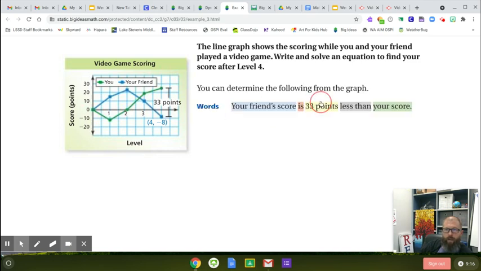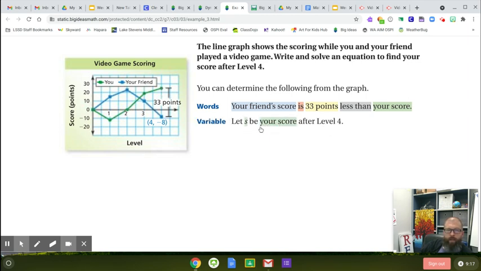You can determine the following from the graph. Your friend's score is 33 points less than your score. So what this shows is you're at 25, your friend is at negative 8. It tells you that right here. It looks like 10, but it's not. It tells you it's at negative 8. So 25 plus 8 is 33. So that's the difference. You're 33 points ahead.